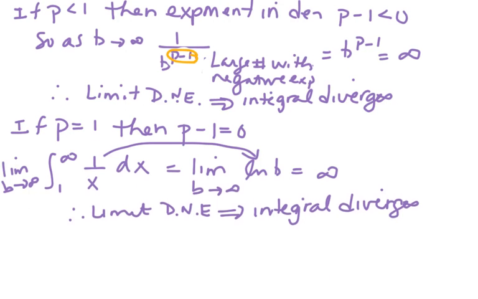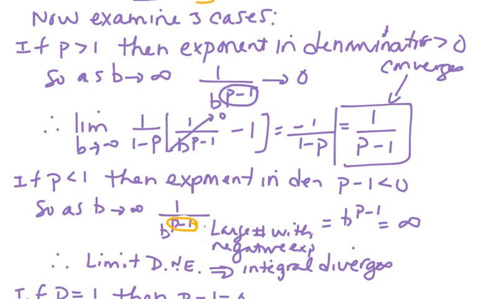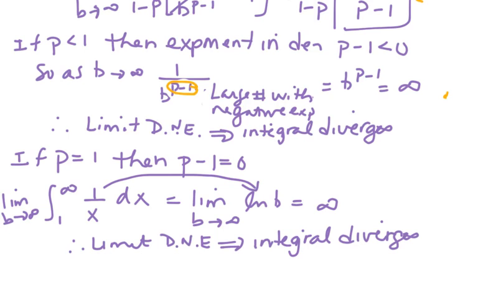And what I showed in this proof is that if p is greater than 1, then it does decrease sufficiently fast to 0. And specifically, it's going to converge to this value, 1 over p minus 1. If p is less than 1 or p equals 1, the limit does not exist, and therefore the integral diverges. So this is the p series, a very common series, and we're going to be spending a lot of time with this. So this was time well spent.